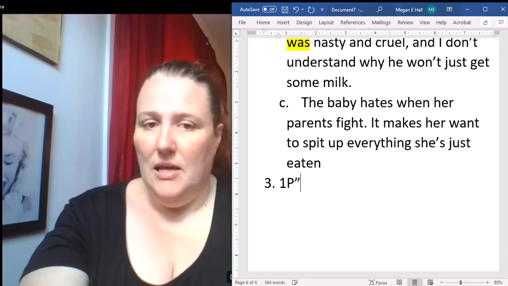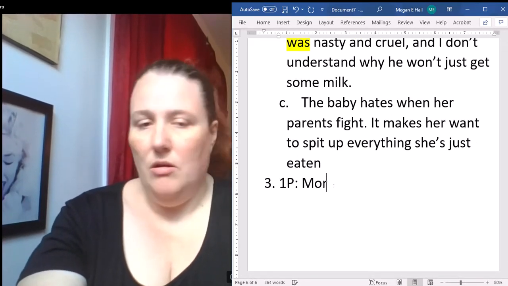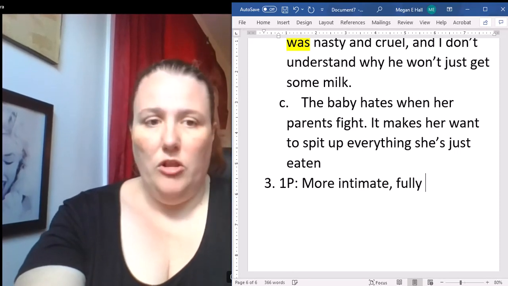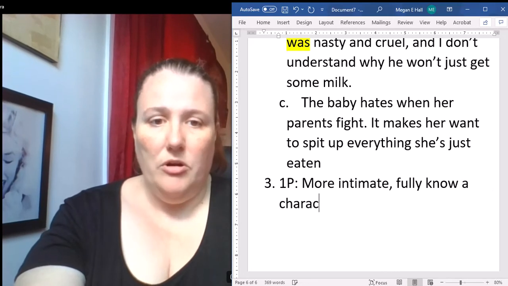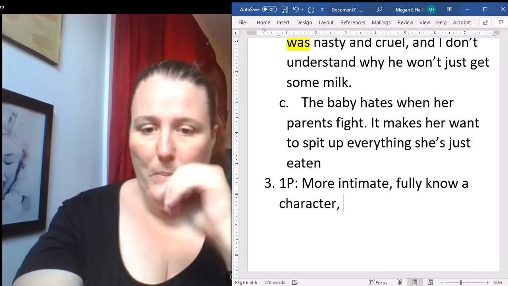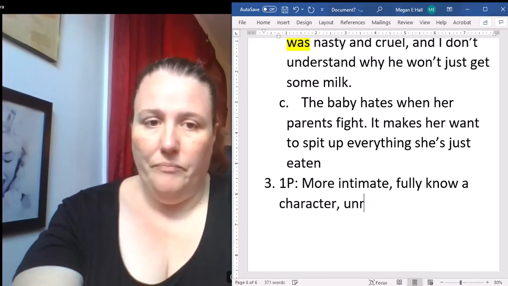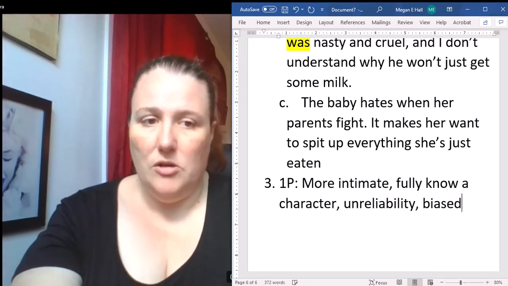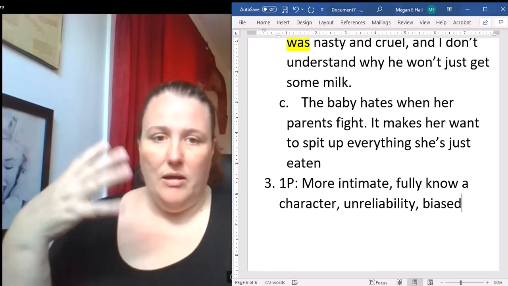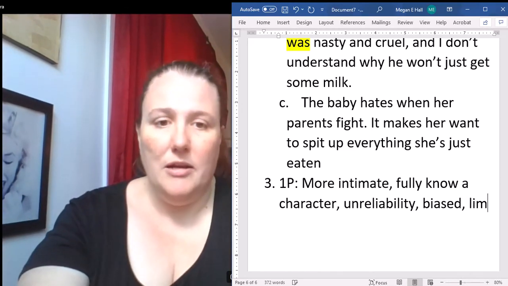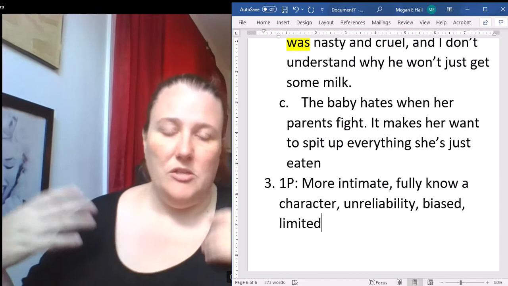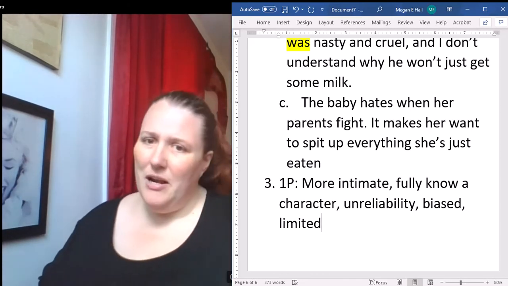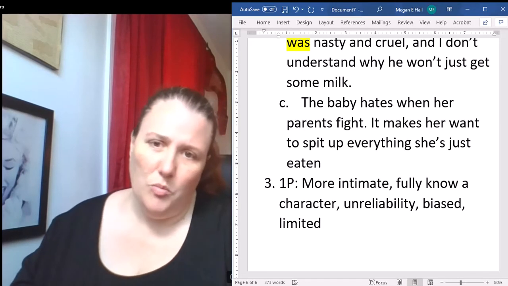A third tip. First person can be a more intimate way to tell your story. You can fully know a character. You can also play with unreliability, and you also have to know that it's going to be a bit biased. That's sometimes a problem, and it is, of course, limited because it's from one person's point of view. So, positives or negatives, depending on what your story is and what your style is and what you want to do with this.